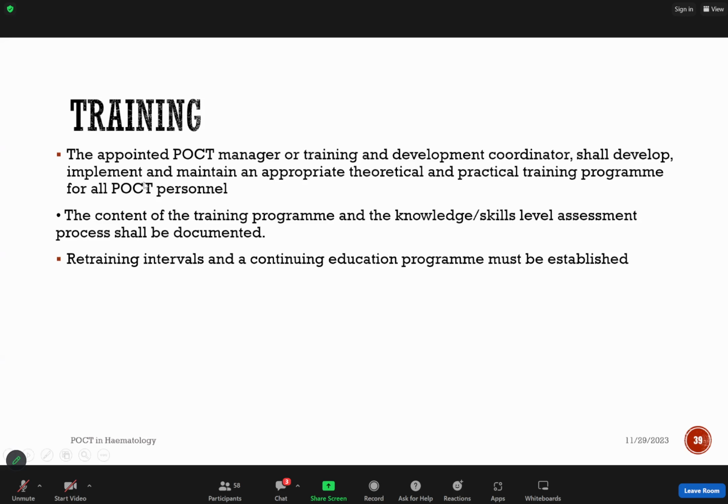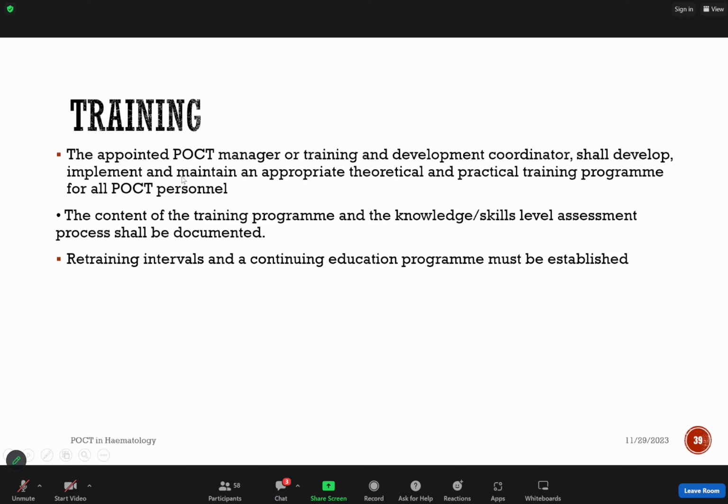As for training, the appointed POCT manager or training and development coordinator shall develop, implement, and maintain an appropriate theoretical and practical training program for all POCT personnel. The content of the training program and the knowledge and skills level assessment process shall be documented. Retraining intervals and a continuing education program must be established.